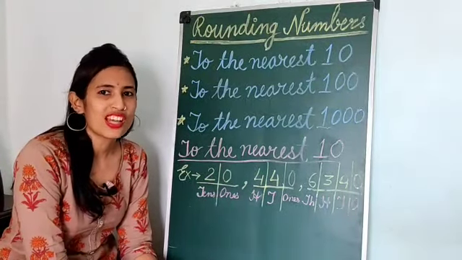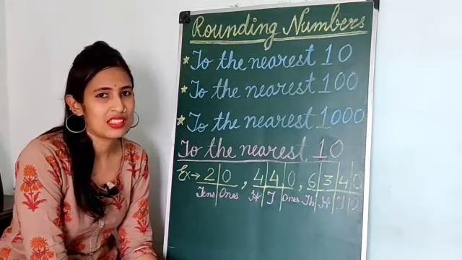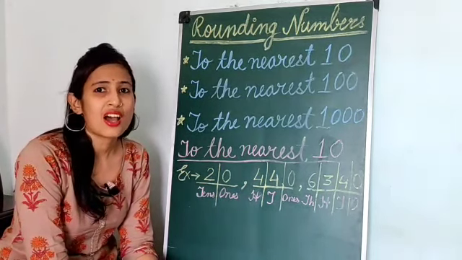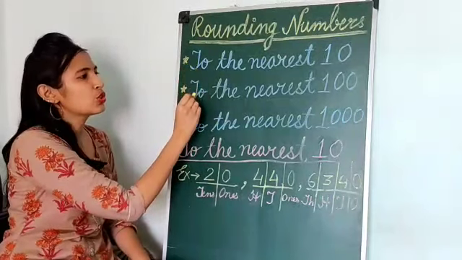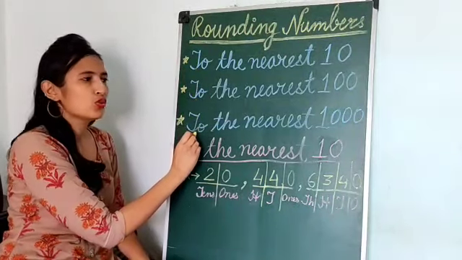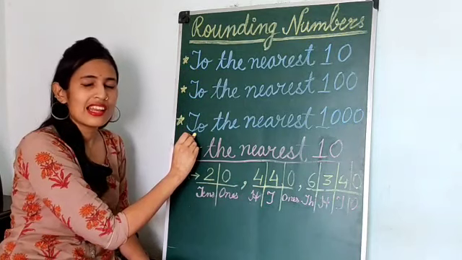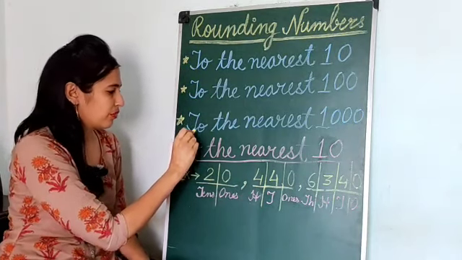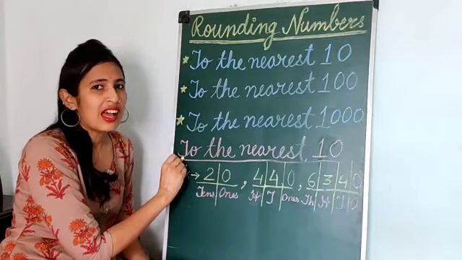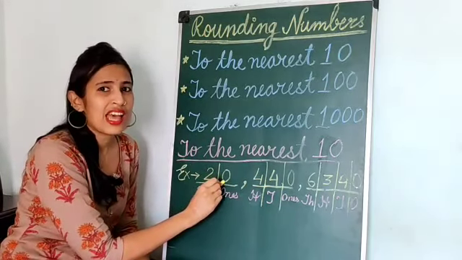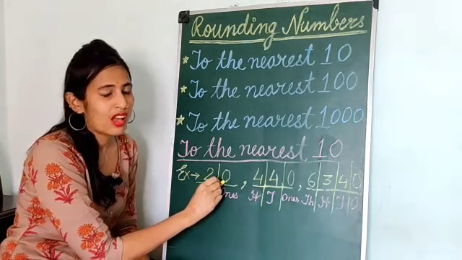Today I am going to tell you about rounding numbers. Rounding numbers are of three types: to the nearest 10, to the nearest 100, and to the nearest 1000. Let's do them one by one. Rounding to the nearest 10 means the ones place has 0.